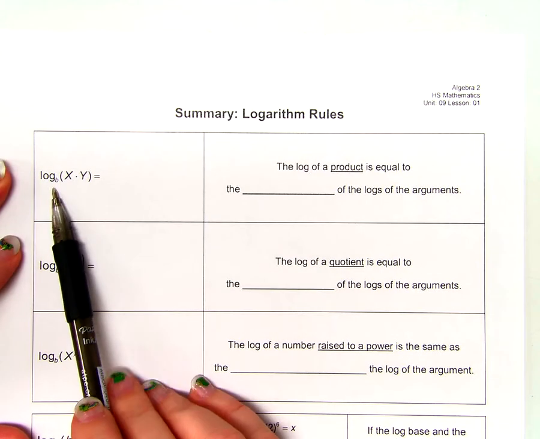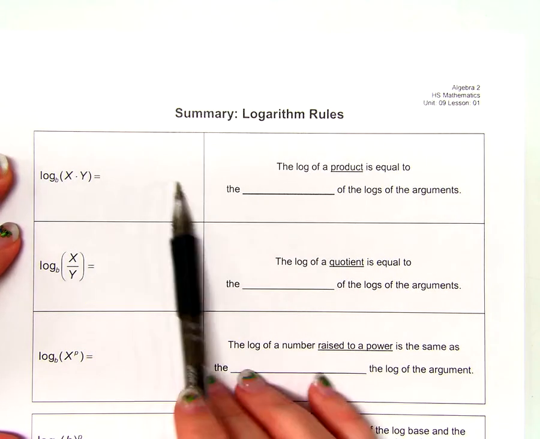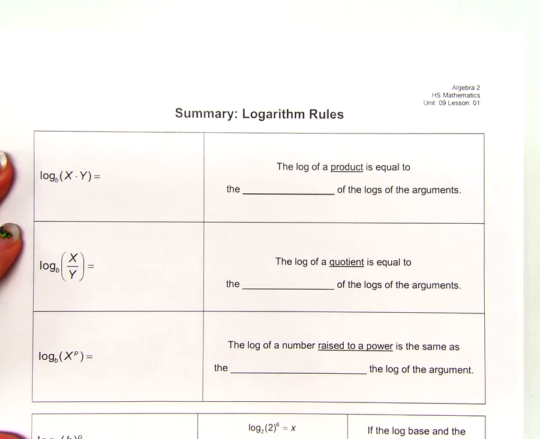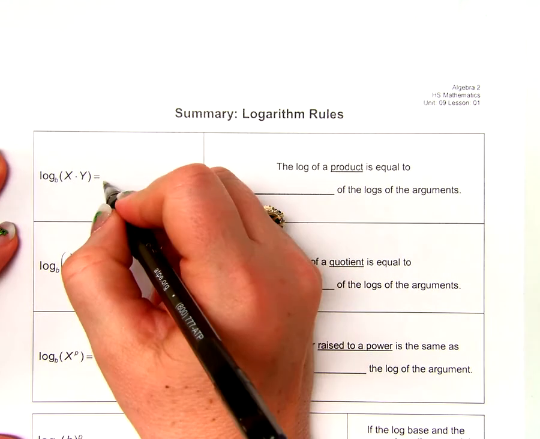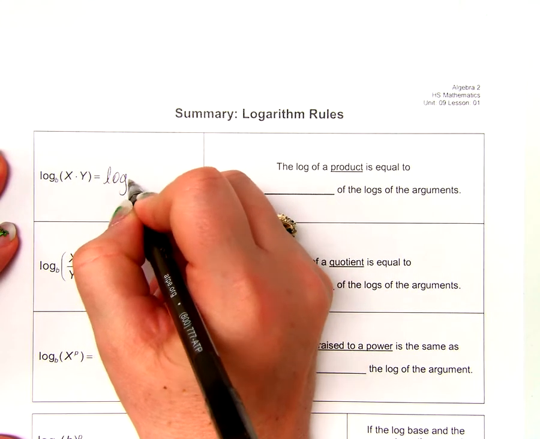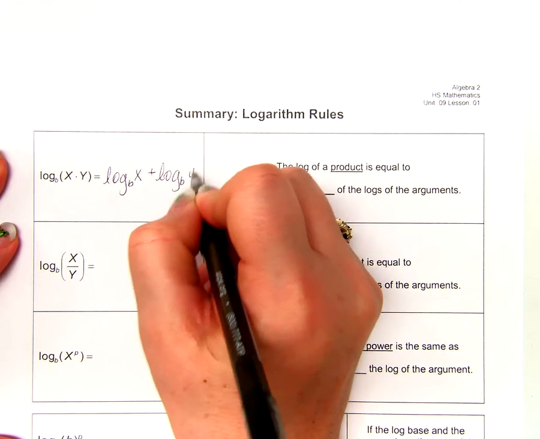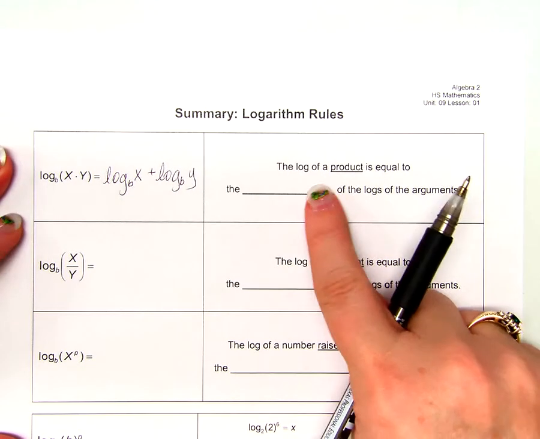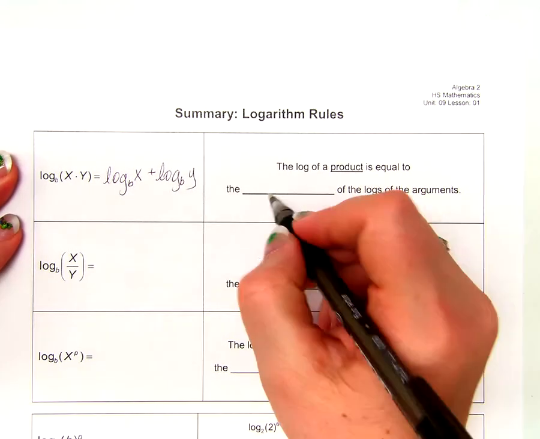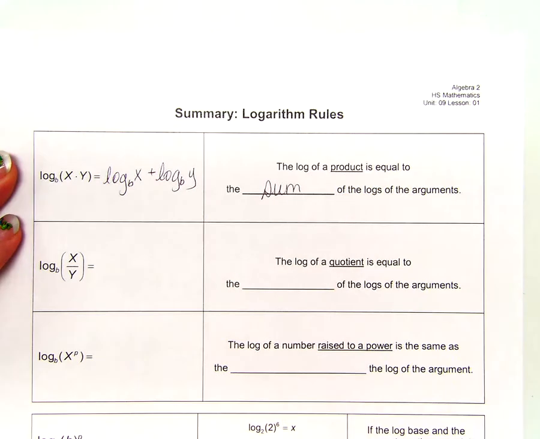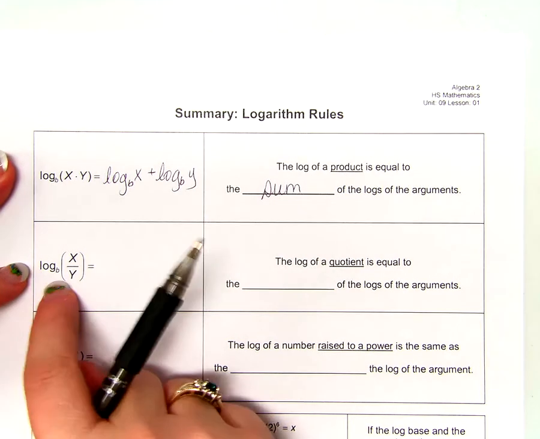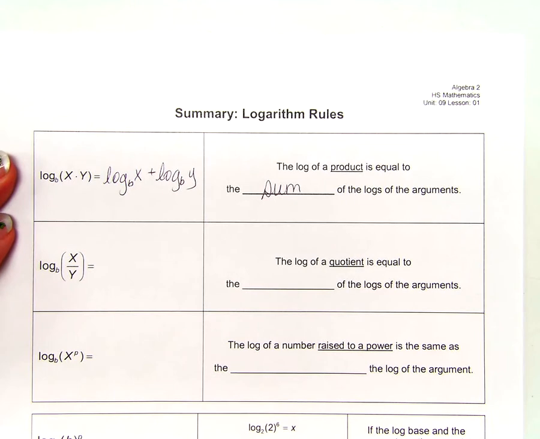Remember, if we have log base b of x times y, if we were to expand that, do you remember what it would look like? Log base b of x plus log base b of y. Okay? The log of a product is equal to the sum of the logs of the arguments. Okay? Next property, log base b of x divided by y.